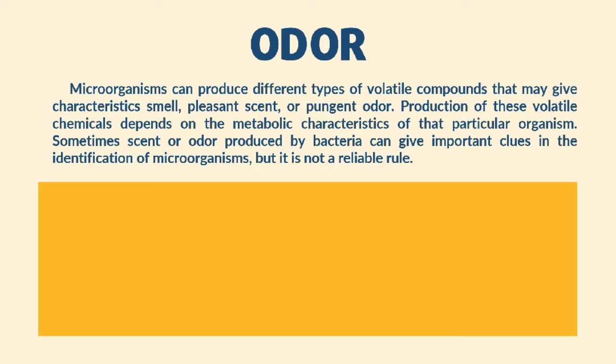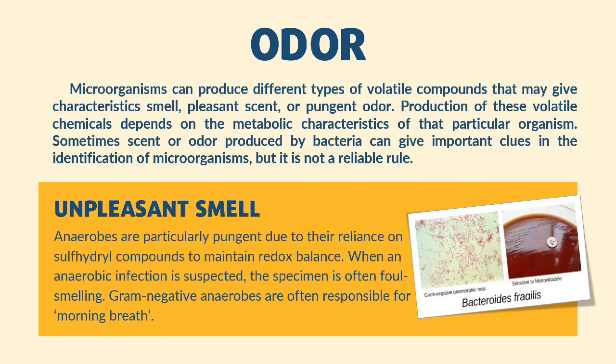Seventh is the odor. Microorganisms can produce different types of volatile compounds that may give a characteristic smell, pleasant scent, or pungent odor. Production of these volatile chemicals depends on the metabolic characteristics of that particular organism. Sometimes the scent or odor produced by bacteria can give important clues in the identification of microorganisms, but it is not a reliable rule. Some of the scents are unpleasant smell.